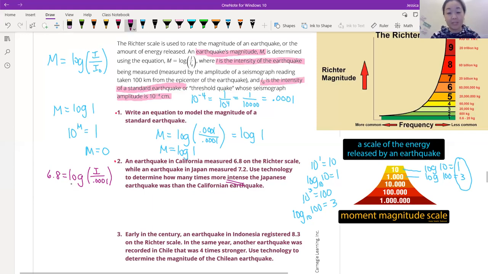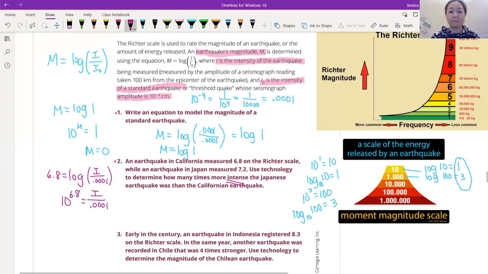Oh yeah, remember it was 10. Because it's invisible, that's the 10. So it's going to be 10 to the what power? The 6.8 power is equal to this. So it's going to be I over 0.001. Well, we can figure this out, right?